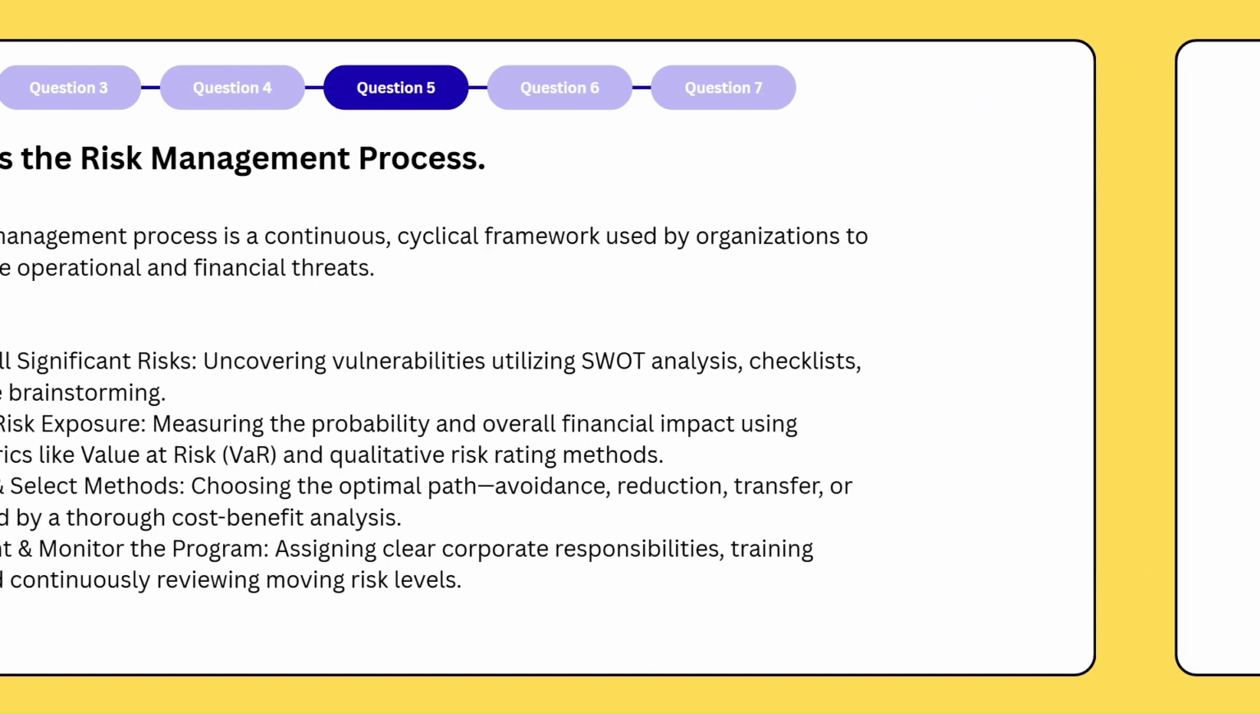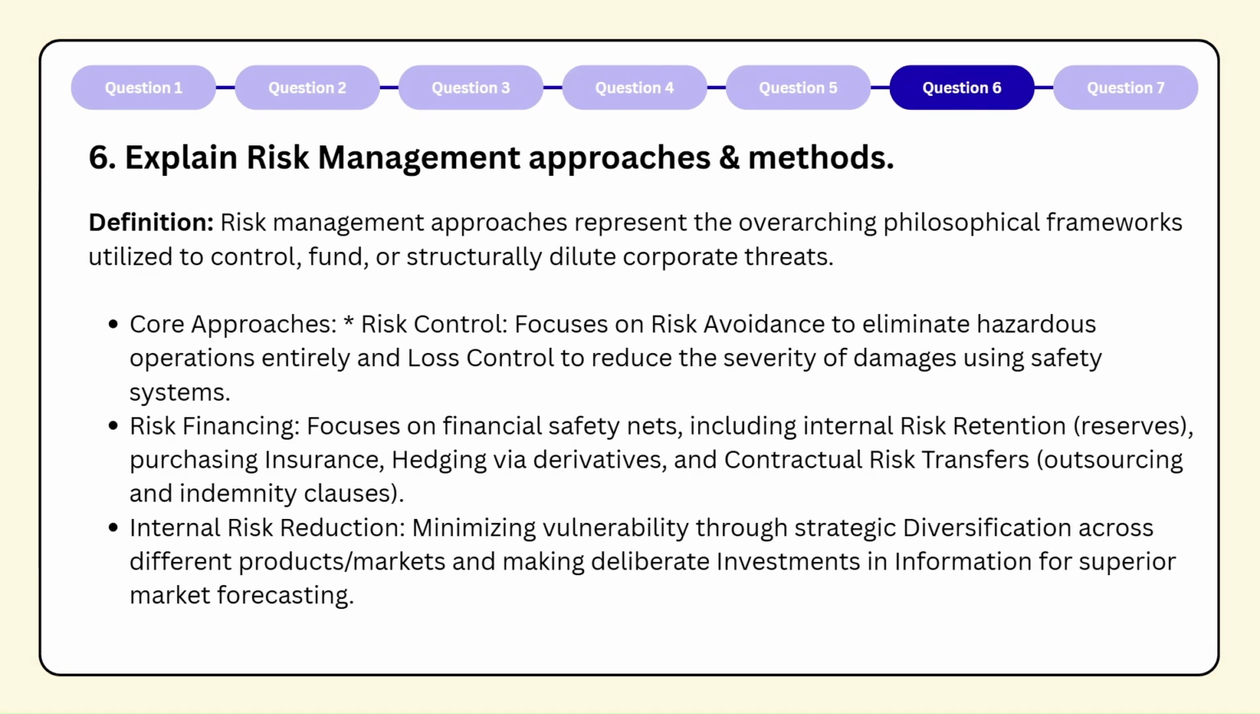Now the next one. 6. Explain risk management approaches and methods. Risk management aims to control risk through 3 approaches. Risk control, which includes risk avoidance to eliminate risk activities, and loss control to reduce loss impact through safety systems. Risk financing, which includes retention using internal reserves, insurance for transferring risk, hedging using derivatives, and contractual risk transfers through outsourcing and indemnity clauses. Internal risk reduction through diversification across products and markets and investments in information for better forecasting.